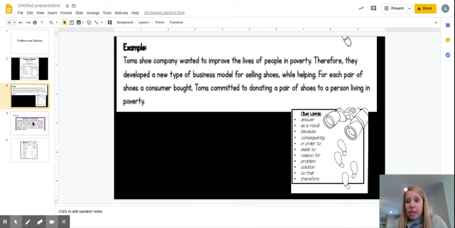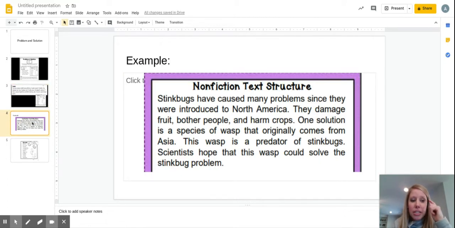So let's look at another example. Try to keep those clue words in your head as we read this one out loud. It says, stink bugs have caused many problems since they were introduced into North America. They damage fruit, they bother people, and they harm crops. One solution is a species of wasp that originally comes from Asia. This wasp is the predator of a stink bug. Scientists hope that this wasp could help solve the stink bug problem. So my first question for you is, do you see any clue words in this paragraph that let us know, hey, this is a problem and solution text structure?